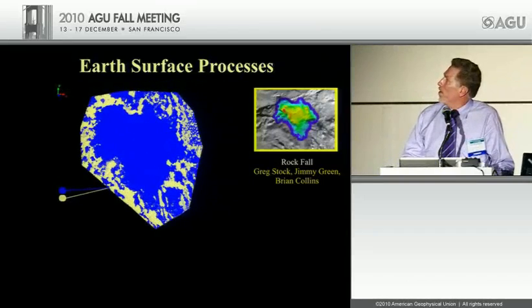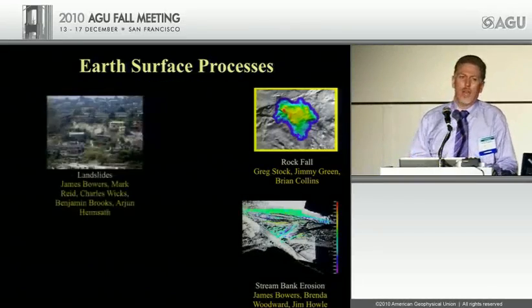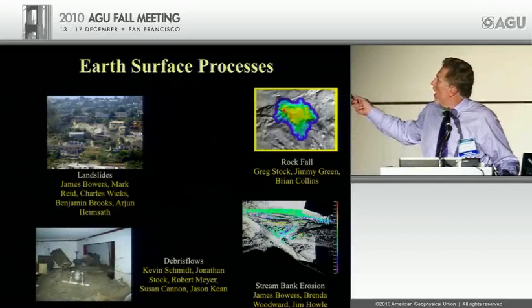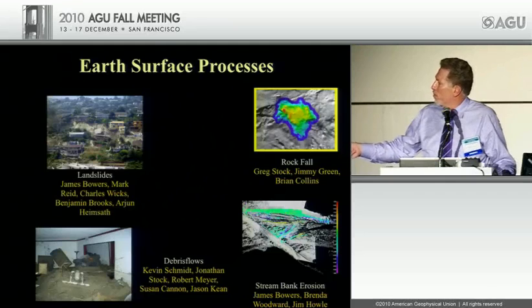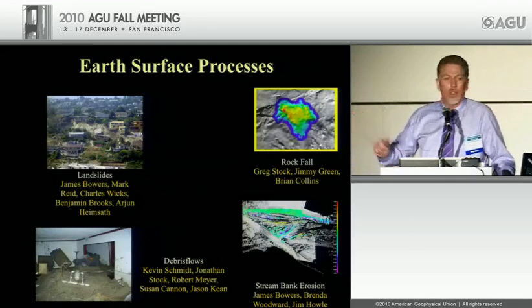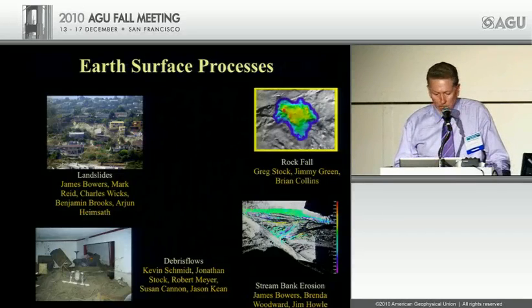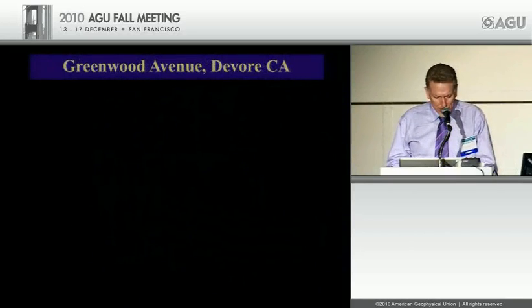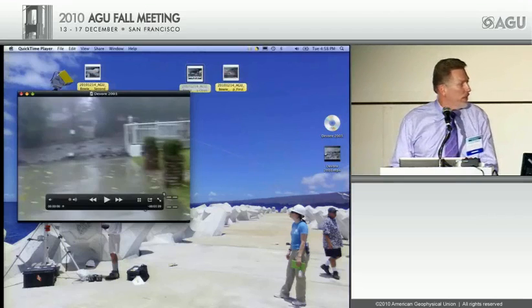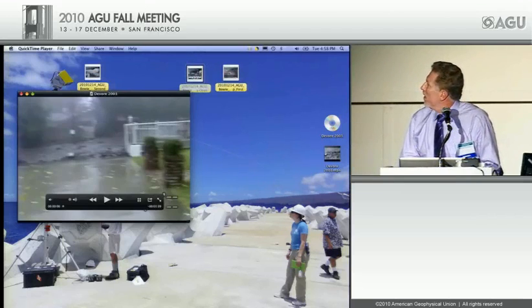So with Earth surface processes, there's a lot of applications. I think there's an endless length of applications for it. I've got the rockfall, stream bank erosion, debris flows, which we're going to spend a lot of time on. My opening animation was for the Laguna Beach landslide. Now we're going to go ahead and take a look at a video. So this is where we're going to need sound, and I need to find my mouse.